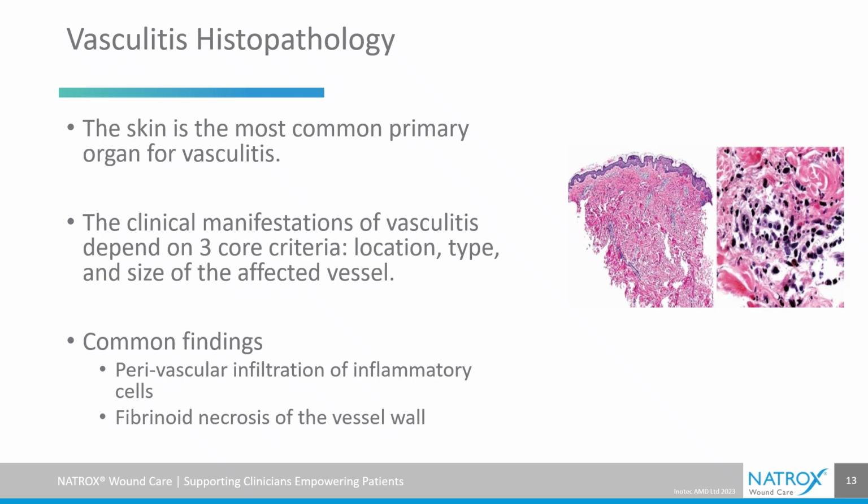The skin is the most common organ for vasculitis to occur. The clinical manifestations of vasculitis depend on three core criteria: the location of the vessel, the type of the vessel, and the size of the affected vessel. Common findings on histology, on biopsy, would be a perivascular infiltrate of inflammatory cells and fibrinoid necrosis of the vessel walls.